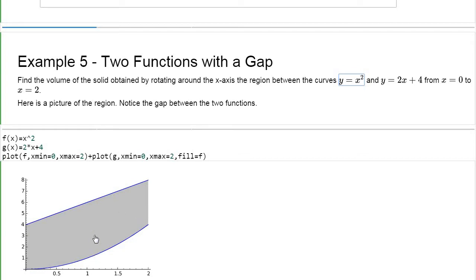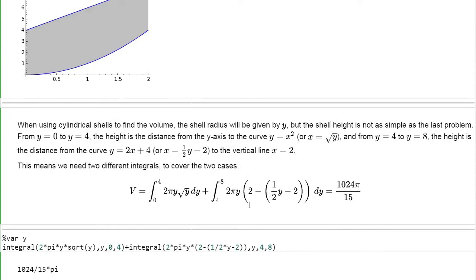The height formula changes once you reach 4. So from 0 to 4, the height is one thing, it's given by the parabola, and from 4 until 8, it's given by the 2 minus the line. Okay, so did I say all these things? From 0 to 4 in y. Okay, you got to do two different integrals. That's the moral of this story.